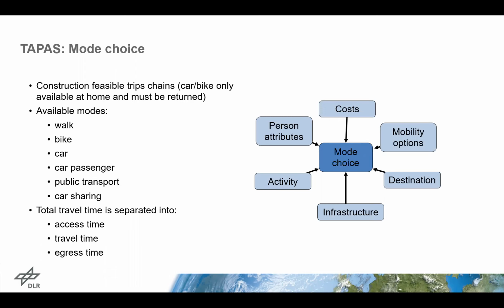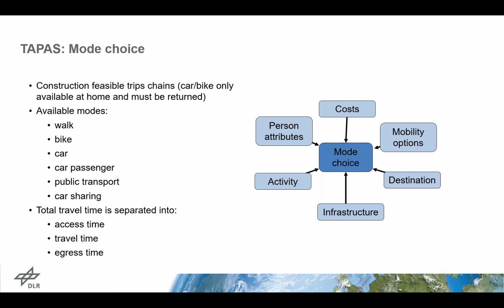But first of all, we construct feasible trip chains, and that means the cars and bikes are only available at home and must be returned. But then when I go back home, I can choose another mode if I take these fixed modes like cars and bikes.